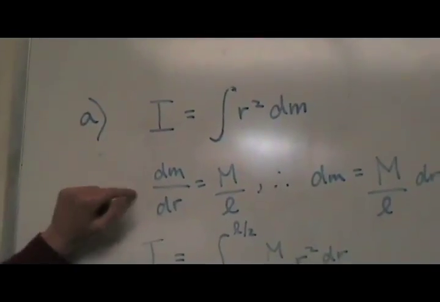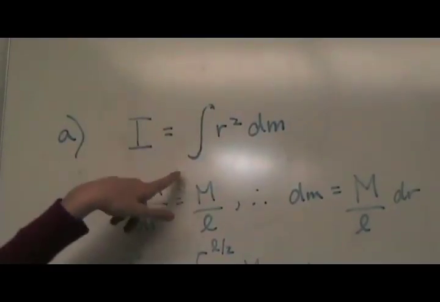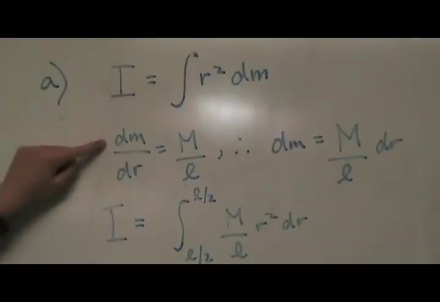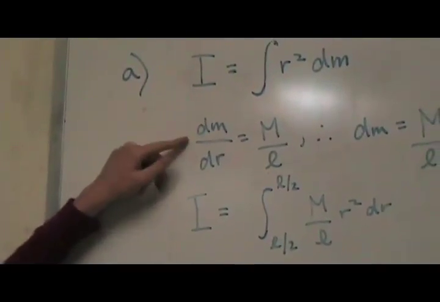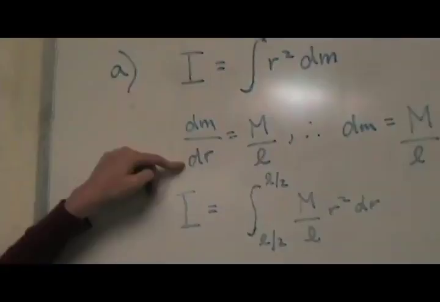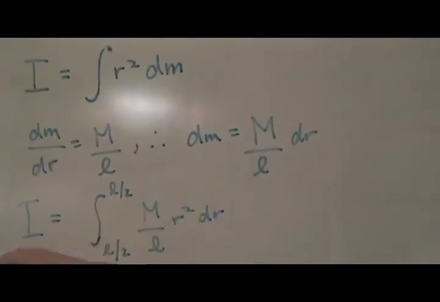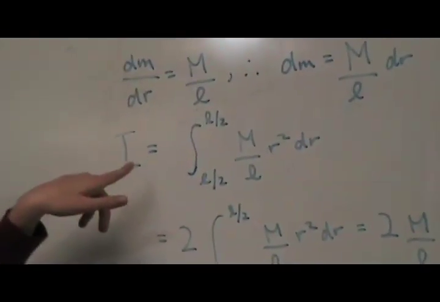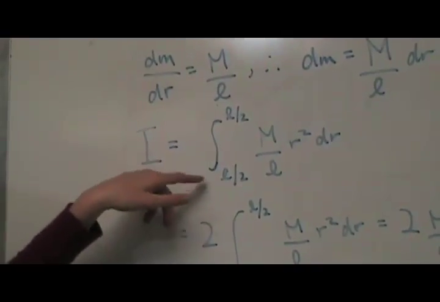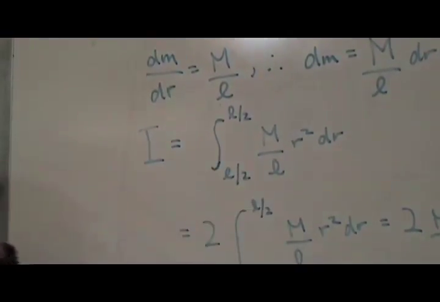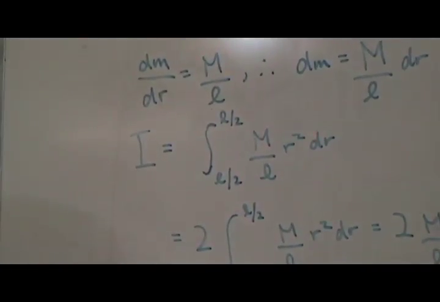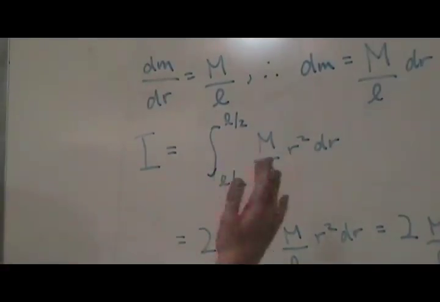Start with your integral expression for rotational inertia, which is the integral of r squared dm. And since the rod is uniform, we know that dm/dr, or the rate of change of the mass with respect to the change of the radius, is m over L, and therefore dm equals m over L times dr. You can plug that into your integral expression to get I equals the integral of m over L times r squared dr. And the limits of the integral are -L/2 to L/2 because you're looking from the center of mass of the rod that way and that way.